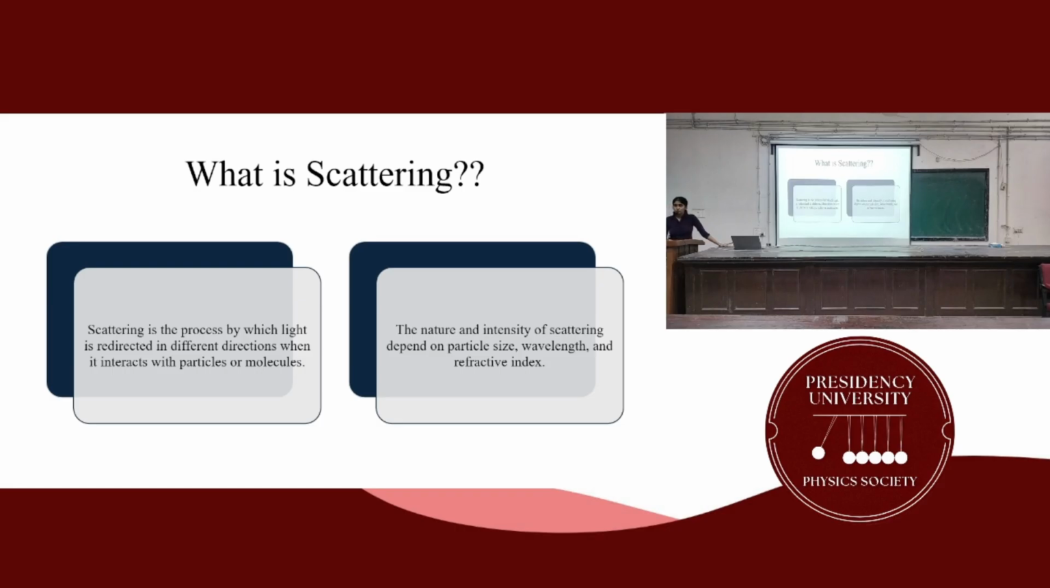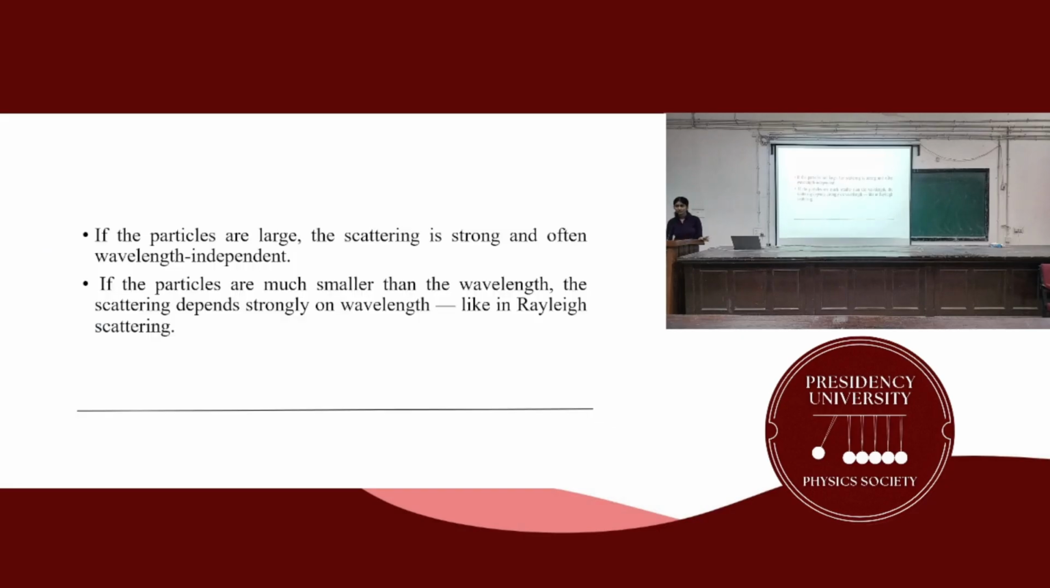Firstly, we need to know what scattering is. We all know that light travels in a straight line, and while traveling, it interacts with particles like water molecules, dust, and so on. When the interaction happens, it makes the light change its direction, and this is what we call scattering. The particle it is interacting with actually decides the intensity and the nature of the scattering. So based on that, we can classify the scattering.